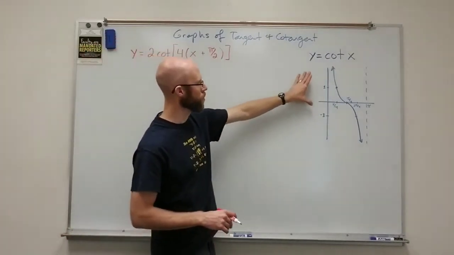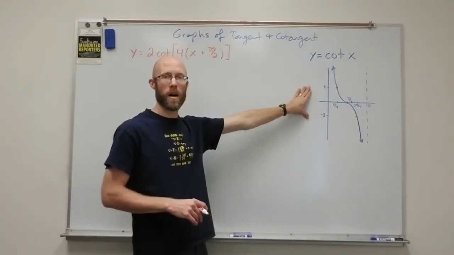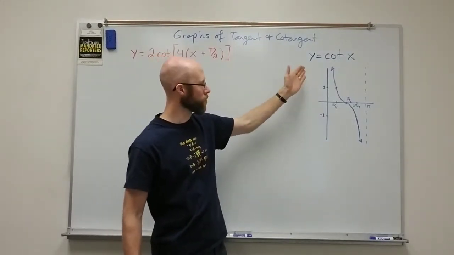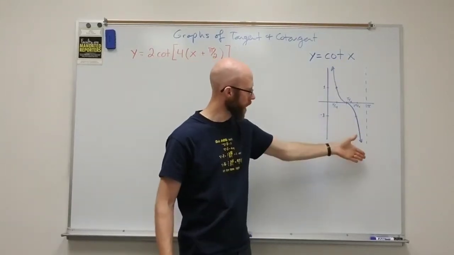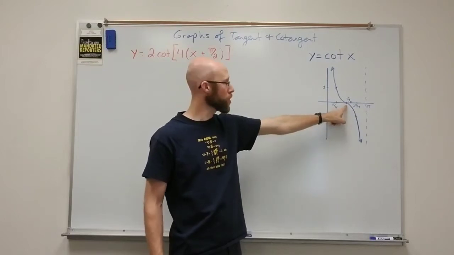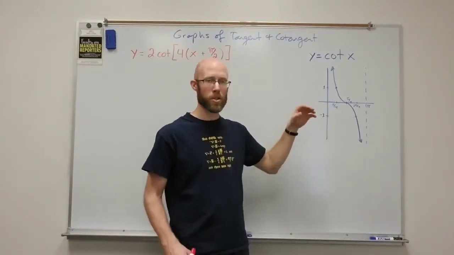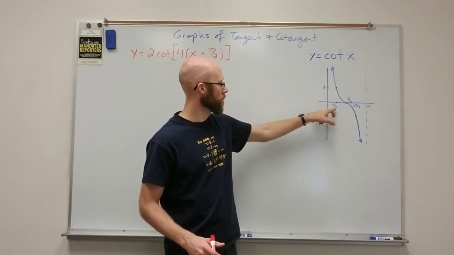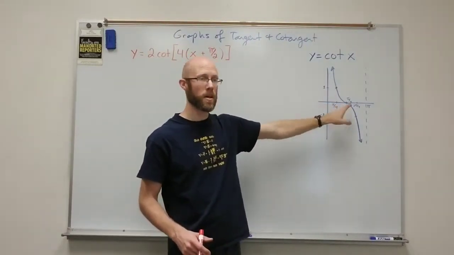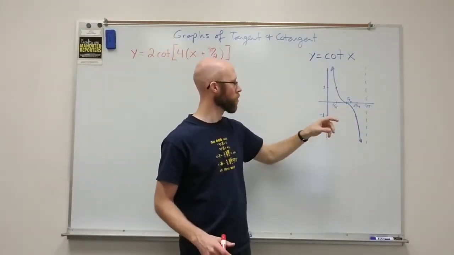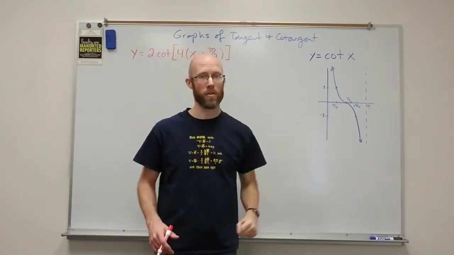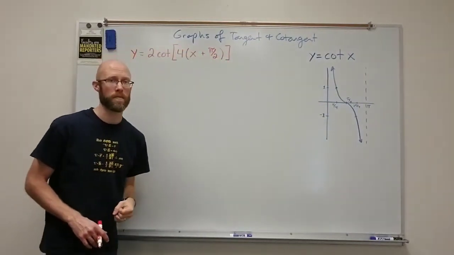I also have on the board 1 period of the cotangent, the regular cotangent of x. Remember that the vertical asymptotes are at 0 and pi, with the x-intercept halfway in between at pi over 2. And remember the amplitude idea is the height of the point halfway between the asymptote and the intercept, which in this case would be pi over 4 and 3 pi over 4. With an amplitude of 1, the height of the graph is 1 and -1 at those two locations respectively.